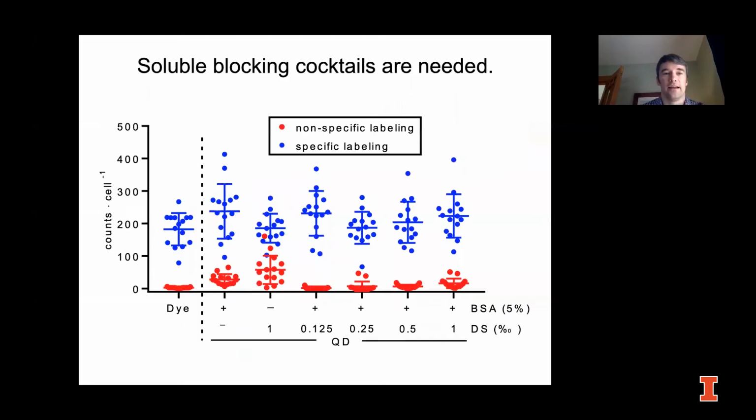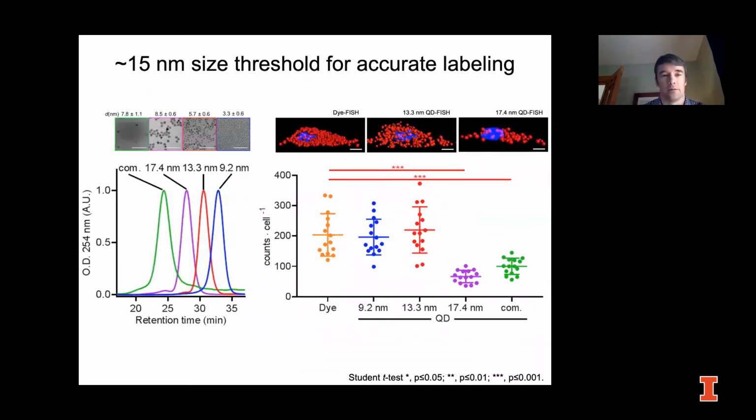So that's one particular application. I wanted to go back to this real quick, that this 15 nanometer size threshold is something that we've seen repeatedly now. So I'll talk about this again. This seems to be something that's kind of fundamental for fixed cells in biology. These cells are dead. These cells are permeabilized and that membrane is broken down. And we're trying to label the targets that are in there.